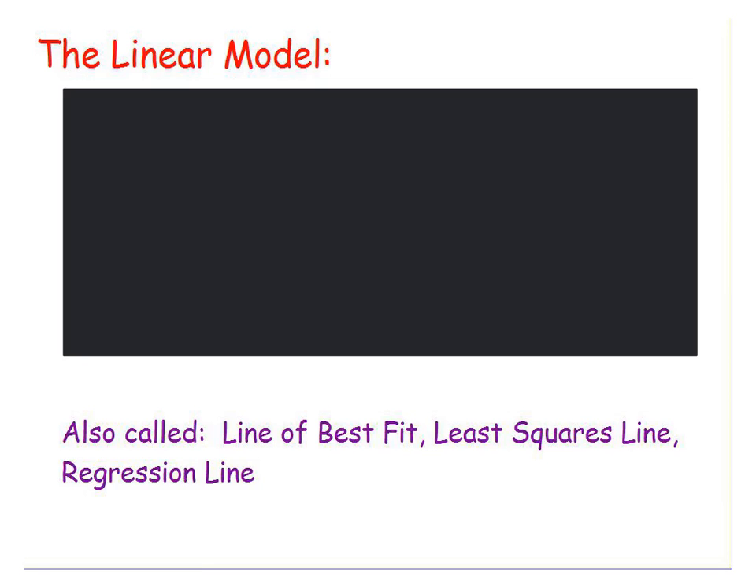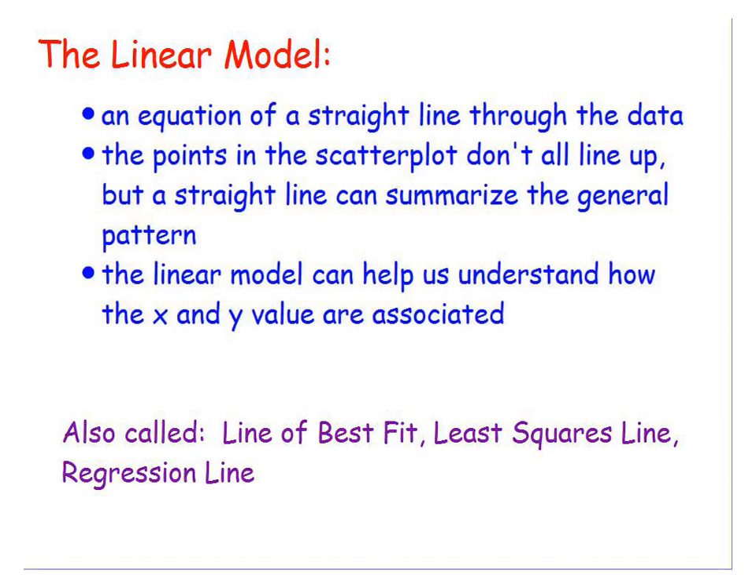So let's start with the definition of what a linear model is. It is an equation of a straight line. That's an important key feature. Linear models are required to be straight lines. The points in the scatter plot definitely are not going to all line up, but they should be in a general kind of line pattern where a straight line can be used to summarize all of the data.